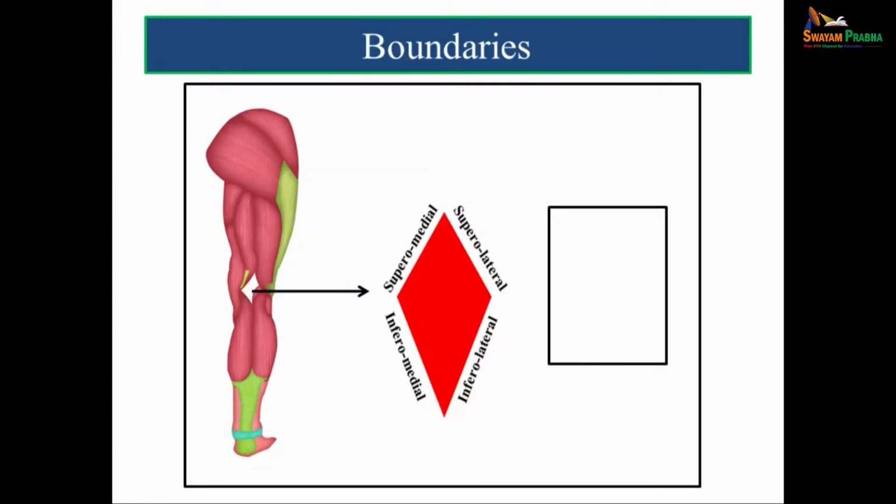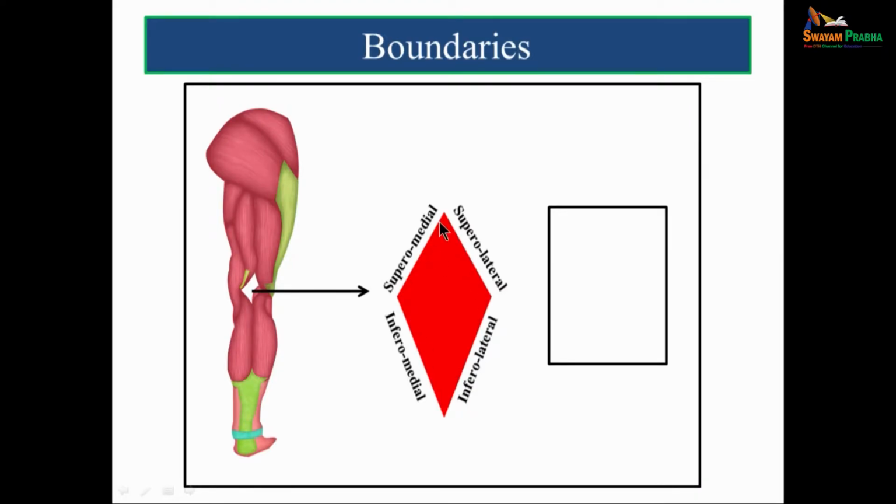Now, we will discuss the boundaries of the popliteal fossa. As of now, we know the different muscles in the back of the thigh and the calf muscles. So, these are the muscles which are going to form the boundaries of the popliteal fossa. Now, look at this picture. This is the rhomboid shaped fossa that we have put here separately like a diamond shape.